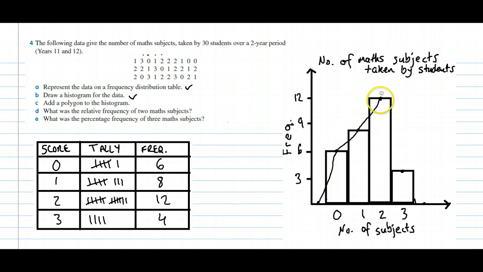My lines are not very straight because it's hard to draw straight with this device, but there's a pretty rough polygon. Hopefully yours will be a bit nicer and straighter than mine, but that's not too bad. So we've added the polygon to the histogram.